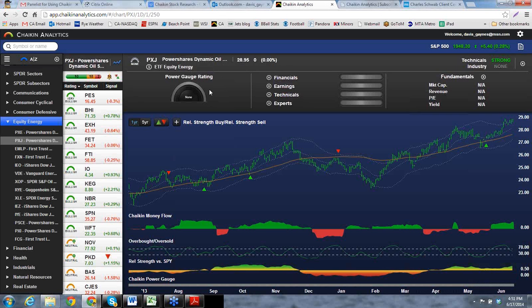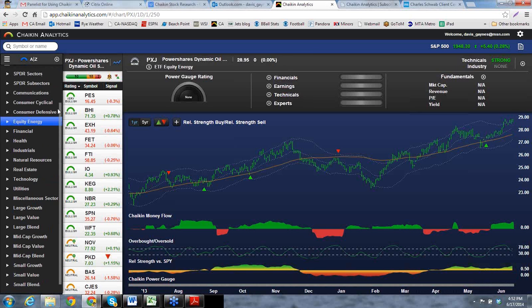Now, we don't do power gauge ratings on ETFs because obviously they're a basket of stocks, not individual stocks, but you still get the benefit of having the technical analytics, and the relative strength signals both work for ETFs, and they work quite well. So when you get the buy signals, when you get the sell signals, they're frequently directionally correct. And again, by definition, money flow works exactly the same as it does with equities, and relative strength works just as it does with individual equities, as does the overbought, oversold indicator. So we can still help you, particularly in terms of price movement and direction on ETFs.